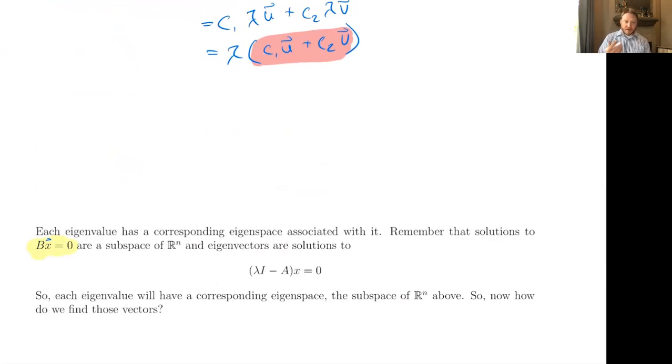Because if you're a solution to Bx equals 0, then you can add those and you're still a solution to Bx equals 0, and multiply by constants, and there you go. So we don't just get eigenvectors, we actually get eigenspaces, okay? So a little better than just a single thing, actually a lot of different things, okay?